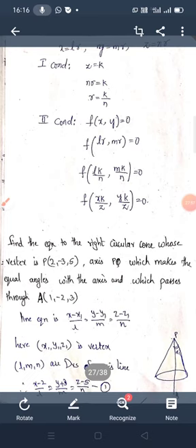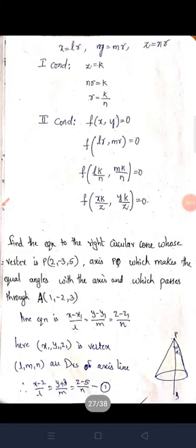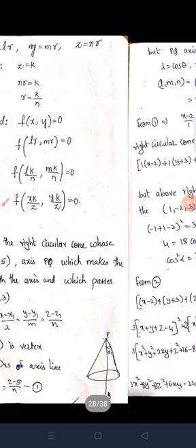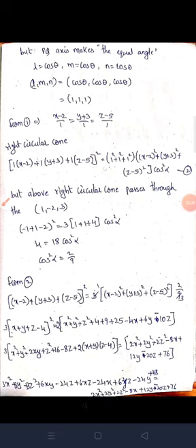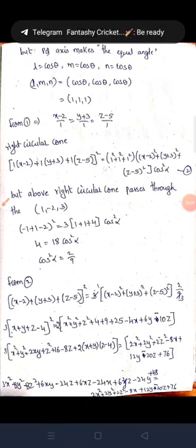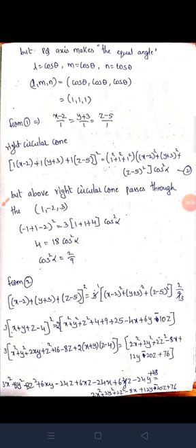Clearly the line equation is (x-x1)/L = (y-y1)/M = (z-z1)/N, where (x1, y1, z1) is the point. In this case it is the vertex, and L, M, N are direction ratios. The vertex is given, that is (2, -3, 5), therefore (x-2)/L = (y+3)/M = (z-5)/N. But PQ makes equal angles, therefore L = cos θ, M = cos θ, N = cos θ. On simplification the direction ratios are 1, 1, 1. Therefore (x-2)/1 = (y+3)/1 = (z-5)/1.